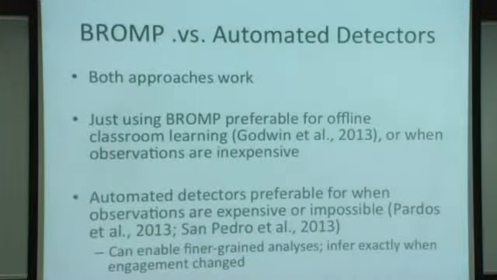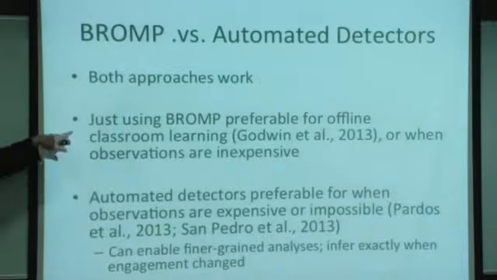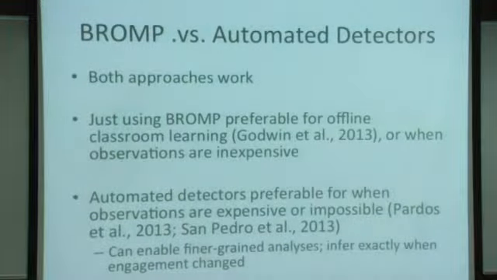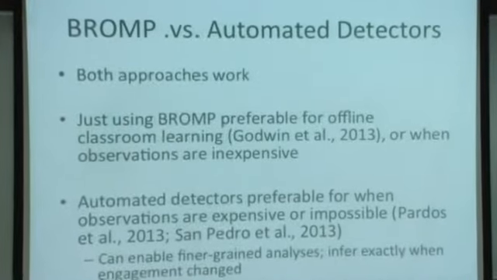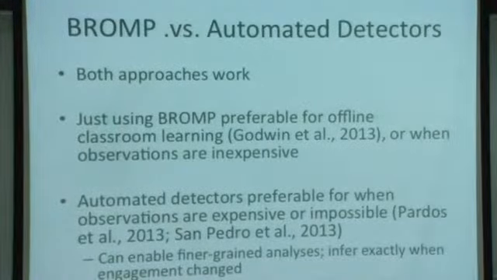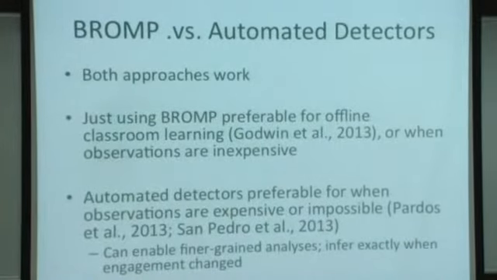Now, just using BROMP versus creating these automated models, why would you do one versus the other? Well, just using BROMP is usually completely preferable for offline classroom learning because we don't have the log files from the online software, or when observations are inexpensive. And automated detectors are preferable for when observations are expensive or impossible to do. So, for example, for homework, you can't stand over a kid's shoulder while they're doing homework in their house.